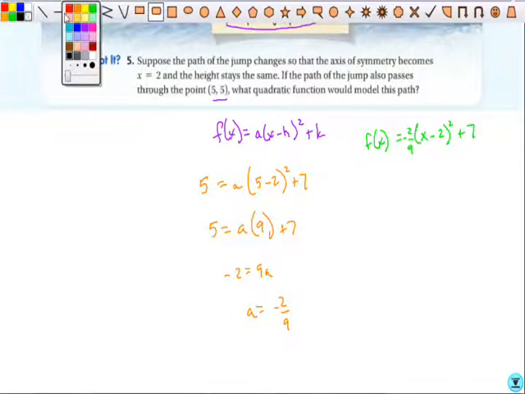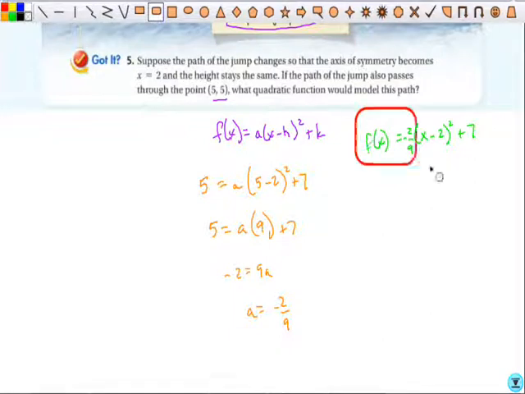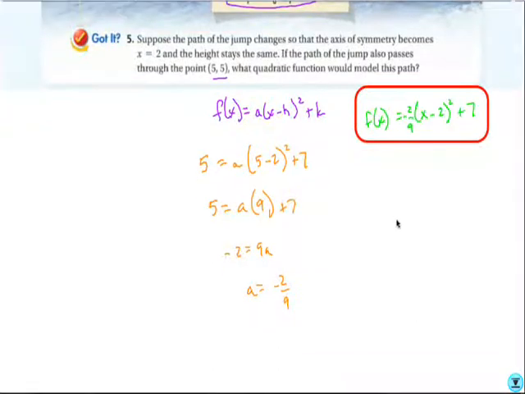Negative 2 ninths is my a. So f of x equals negative 2 ninths times the quantity (x minus 2) squared plus 7 is my answer to that question.